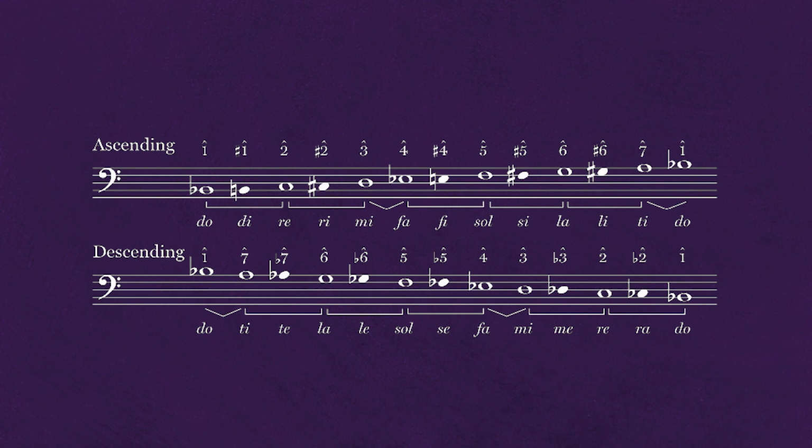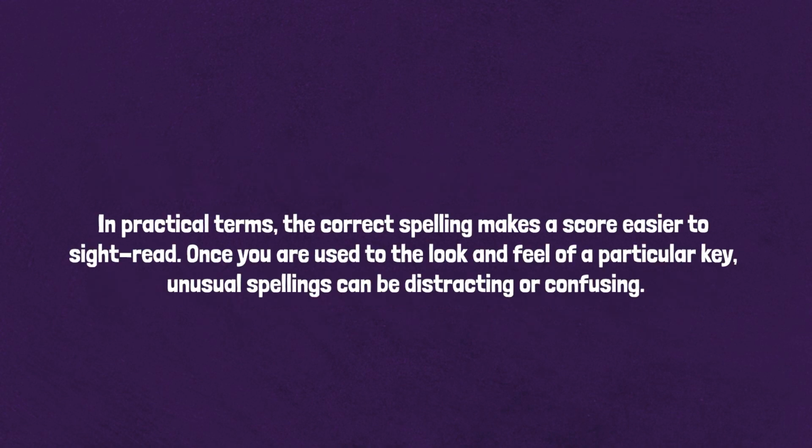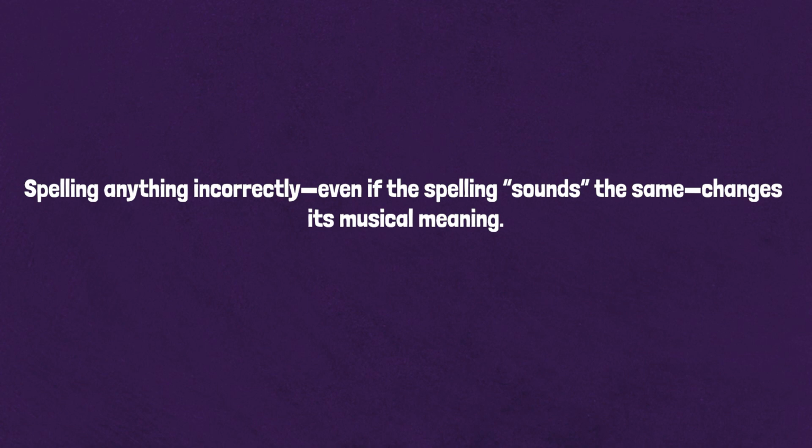It is important to pay careful attention to how you spell scales and other musical elements. In practical terms, the correct spelling makes a score easier to sight read. Once you are used to the look and feel of a particular key, unusual spellings can be distracting or confusing. Spelling anything incorrectly, even if the spelling sounds the same, changes its musical meaning.